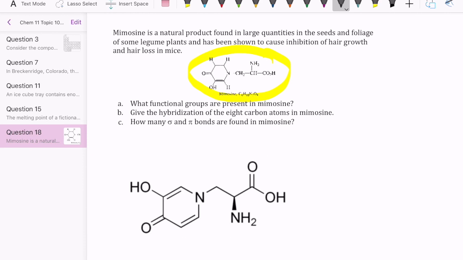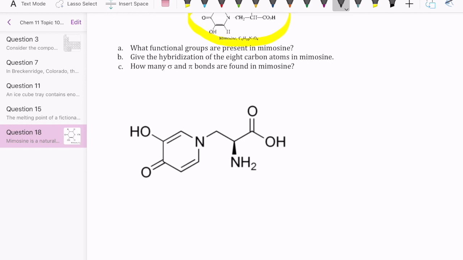So the first question is just functional groups. So let's take a look at the functional groups that we have. The one functional group we have is this one right here, which is alcohol. We also have this functional group, which is called ketone. That's just a carbon double bonded to an oxygen. We have this, which is similar to this, and both of those correspond to an amine functional group. And then we have this right here, which is a COOH group, and that is what we call carboxylic acid.